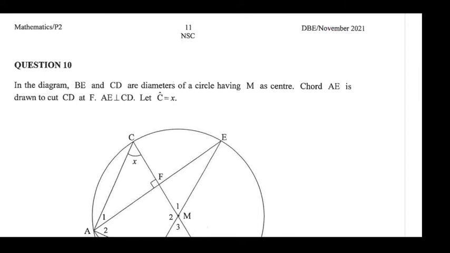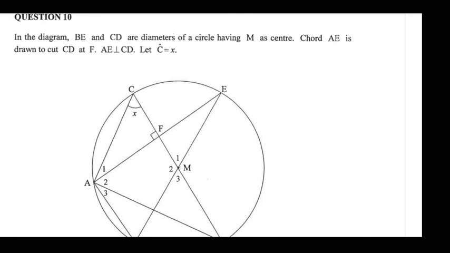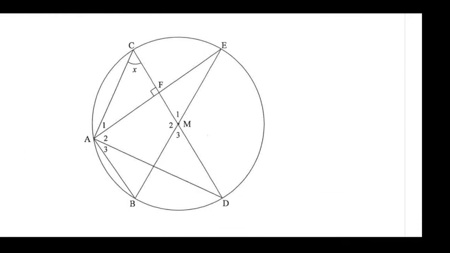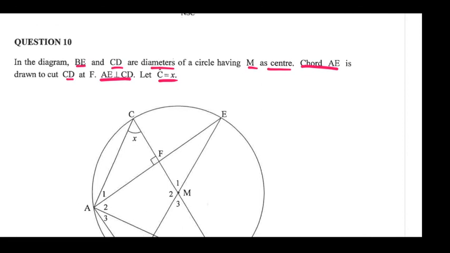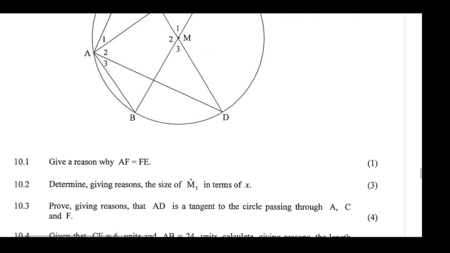Just going to go through this question without a rush, so please bear with me. I just want to make sure that we all understand. So what we have here is BE and CD as diameters of the circle with center M, right? And we are told that chord AE is drawn to cut CD and AE is perpendicular to CD. We're also given that angle C is equal to X. So the information is given in the diagram, but just make sure you underline that info to ensure that you didn't miss anything. Now let's just look at the question.